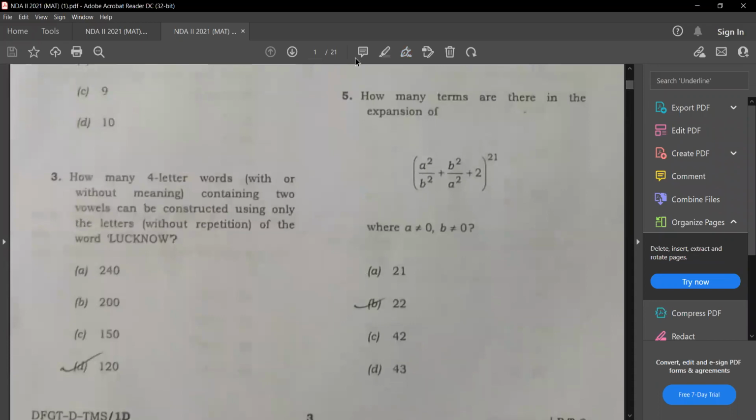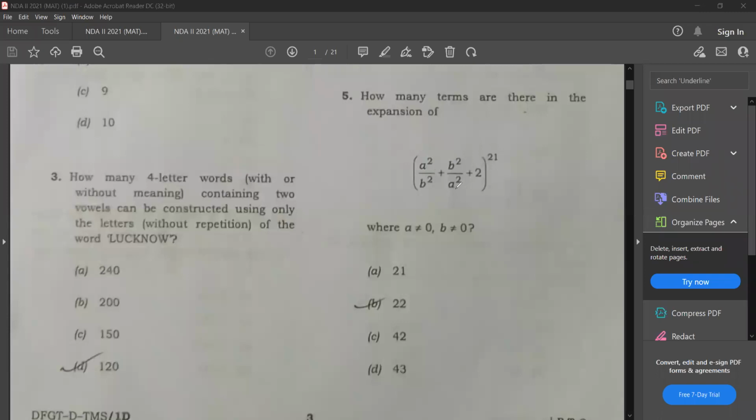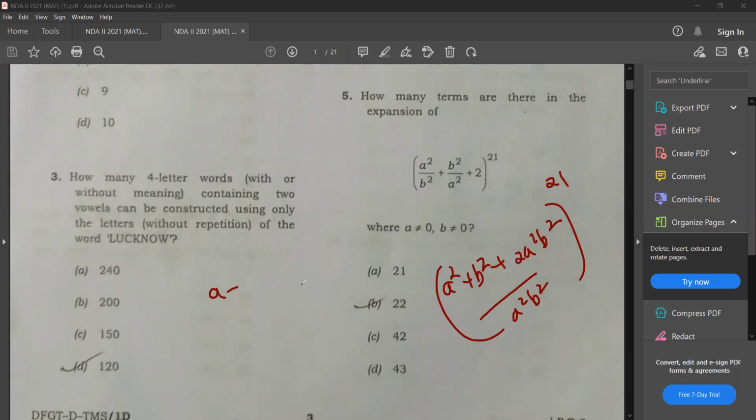Question number 5. How many terms are there in the expansion of (a square by b square plus b square by a square plus 2) the whole raised to 21? Very easy question. So how do you solve this? It is (a square plus b square plus 2a square b square) divided by a square b square, the whole raised to 21, isn't it? How do you do this? This becomes a raised to 4 and b raised to 4 when you take the LCM.